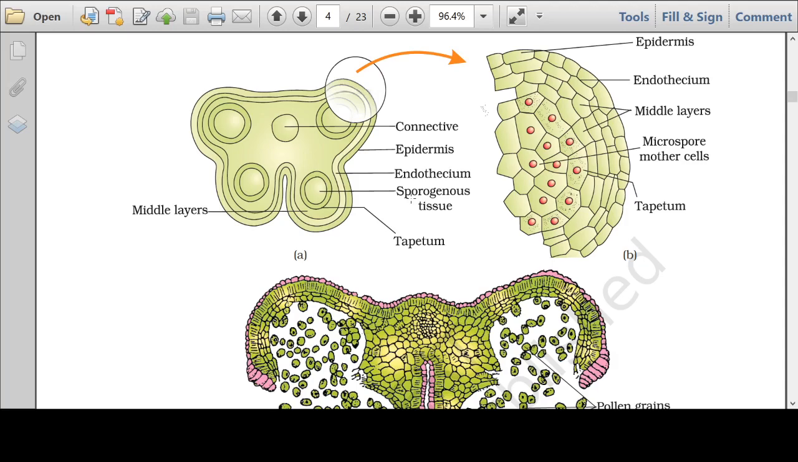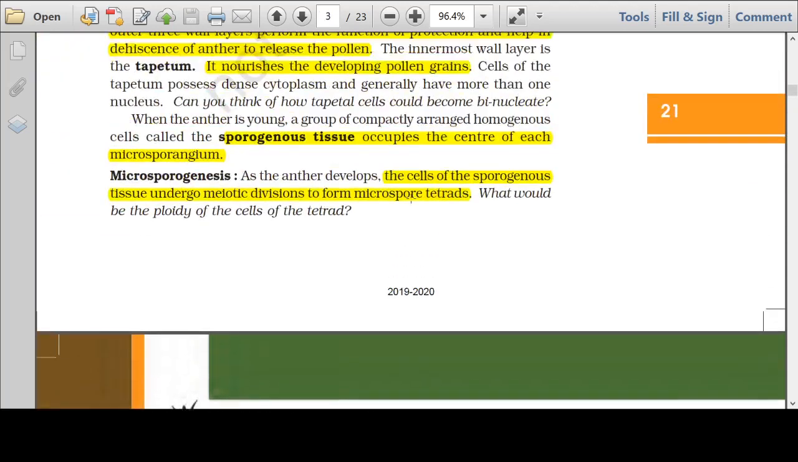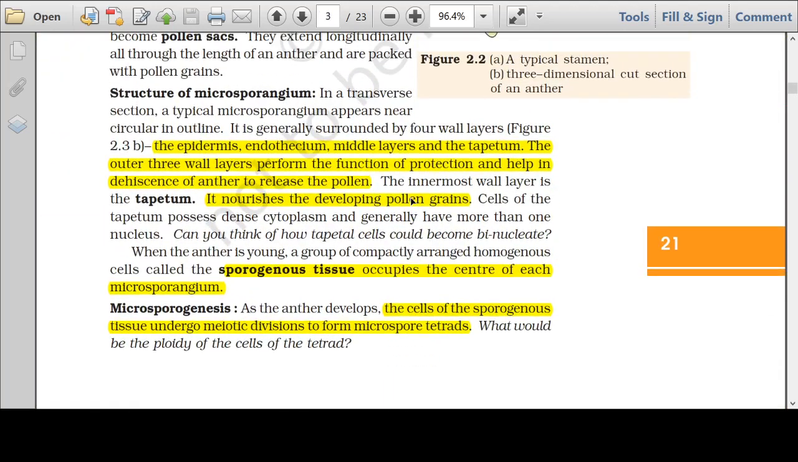Now, if I come to the function of these layers, let me scroll up. Here I have highlighted a very important section. The function of these layers: the outer three layers perform the function of protection and help in the dehiscence of the anther to release the pollen grains. I have highlighted this line, students. They help in the protection of the anther and also in the dehiscence. Dehiscence means the rupture, the bursting of the anther to release the pollen grains. And the innermost layer, which is called the tapetum, or innermost wall, nourishes the developing pollen grains.